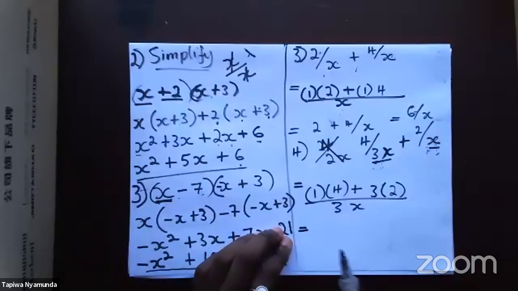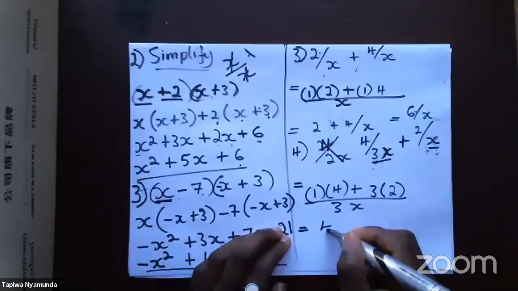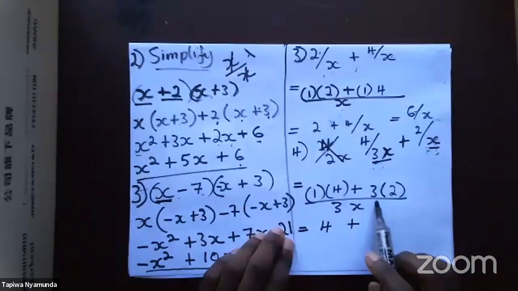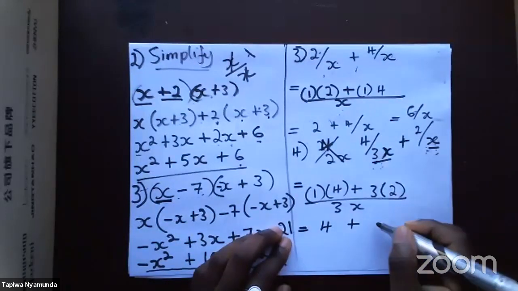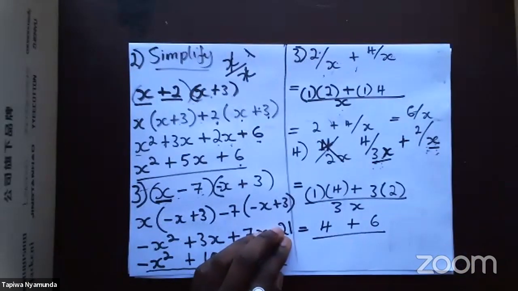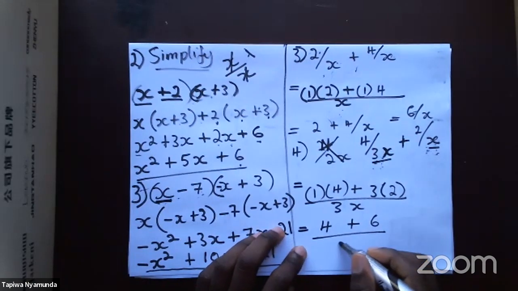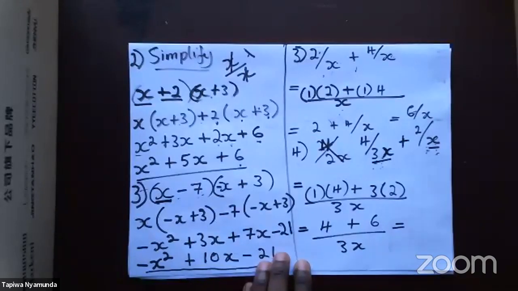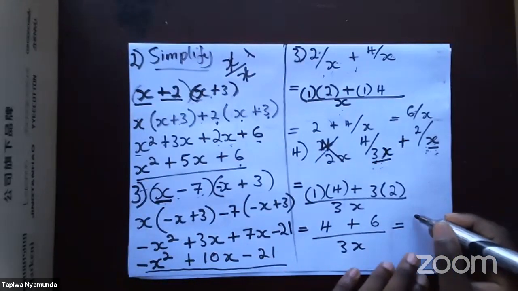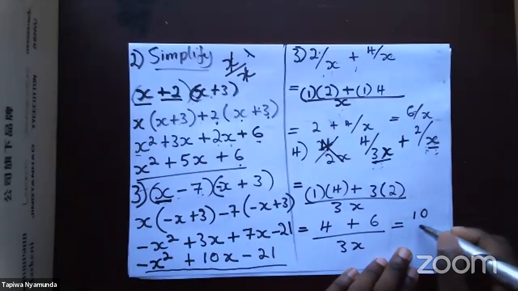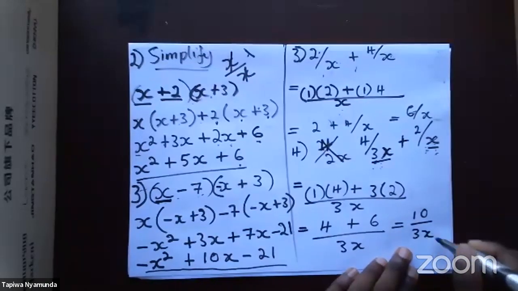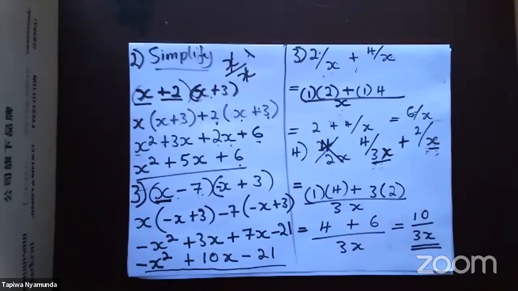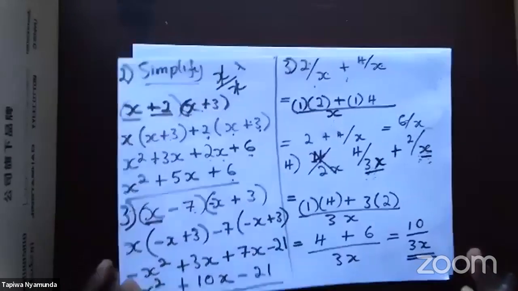Okay, so I have 1 multiplied by 4, I'll get a 4, plus 3 multiplied by 2, I'll get a 6. So I'll say divided by 3x. This is going to give us 4 plus 6, I'm going to get a 10 over 3x. This is the value I'm getting. 10 over 3x. I'm sure you got the same answer, guys.